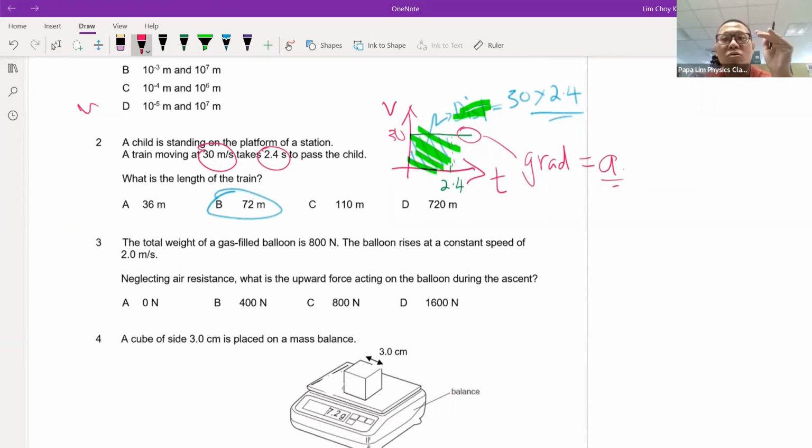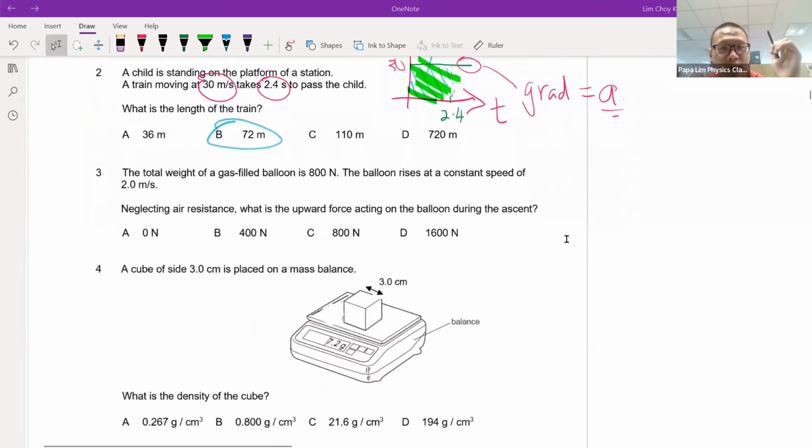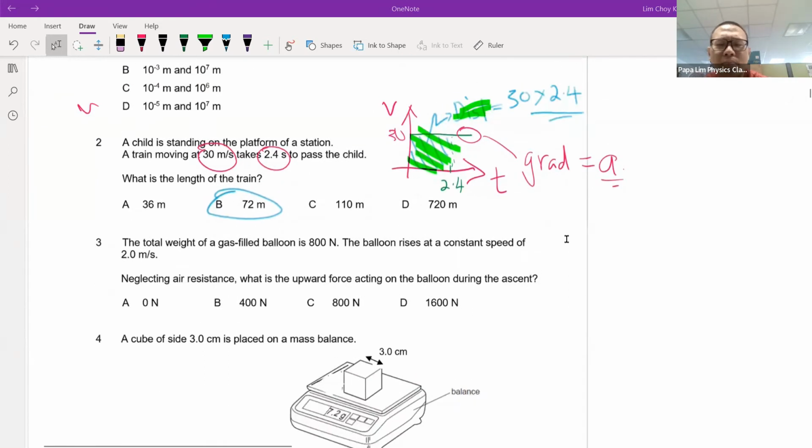So take note of the approach and how the question is actually crafted to use that particular technique. Okay, then the next question we have, question three, I would say it's on forces. So the forces here, some of the common clues that we always use will be the use of constant speed.